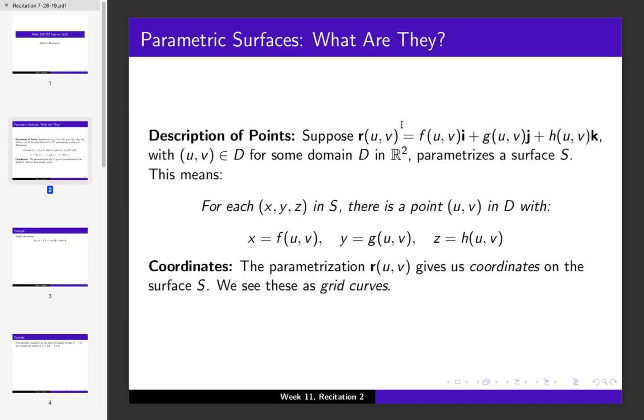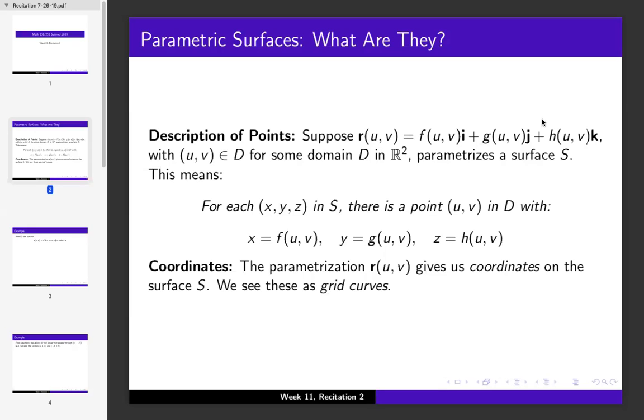So what are parametric surfaces? Well, I like to think of them in two different ways, which are not exclusive. On the one hand, you can think about parametric surfaces as a description of points. For example, you could have some function which we usually denote by r of u and v, where r of u v equals some function f of u v i plus g of u v j plus h of u v k. And u and v is some point in this domain D, and D is some region in R2.